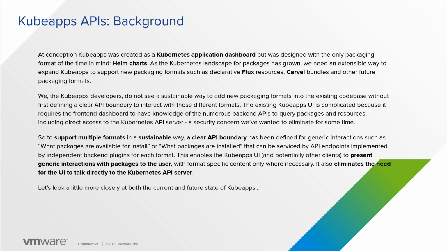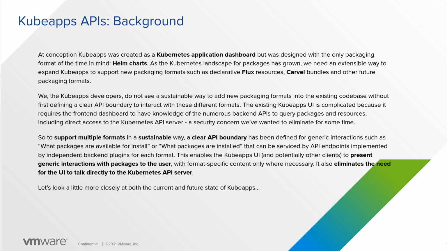So to support multiple formats in a sustainable way, a clear API boundary has been defined for generic interactions such as what packages are available for install or what packages are installed. And these can be serviced by API endpoints that are implemented by independent backend plugins for each format. This enables the Kubeapps UI and potentially other clients to present generic interactions with packages to the user with format-specific content only where necessary. It also eliminates the need for the UI to talk directly to the Kubernetes API server.